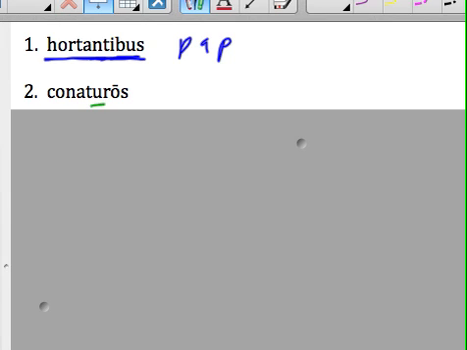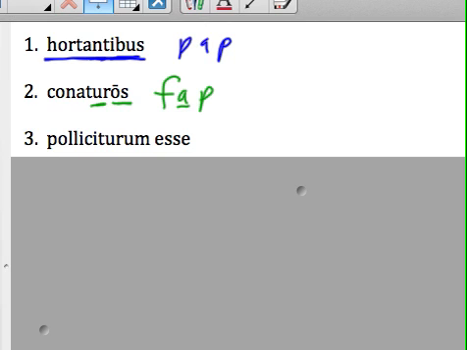What about konatoros? Note the UR. Hey, this looks like a future active participle. You're right. It is a future active participle. That UR plus a first or second declension ending gives it away. So guess what? It looks active. It is active. This means what class? That's right. About to try. Or fixin' to try. Or I'm sure some of you are thinking destined to try. They are all correct.